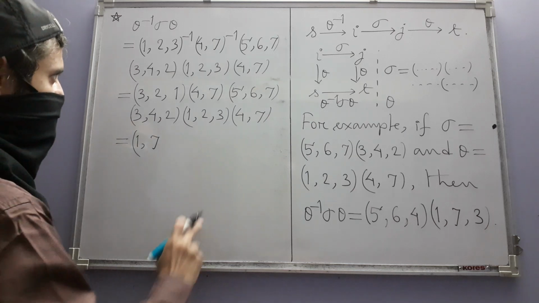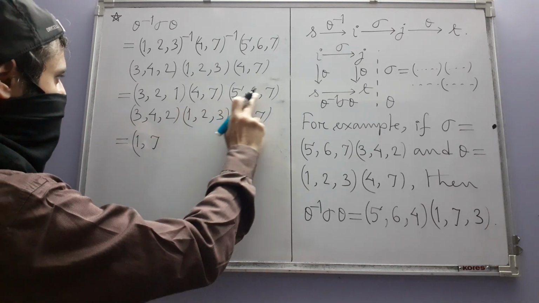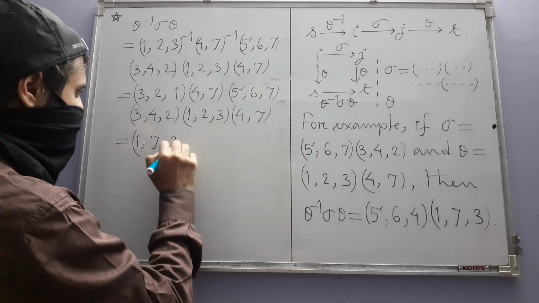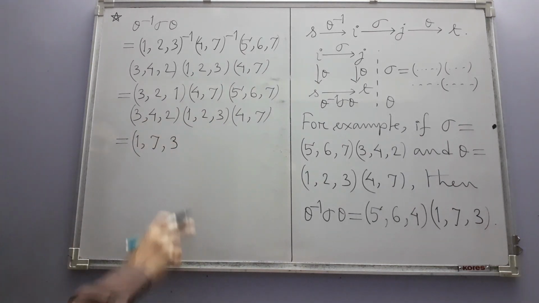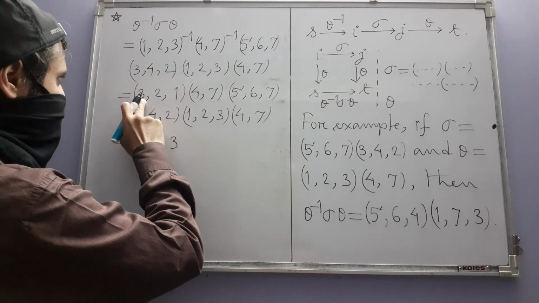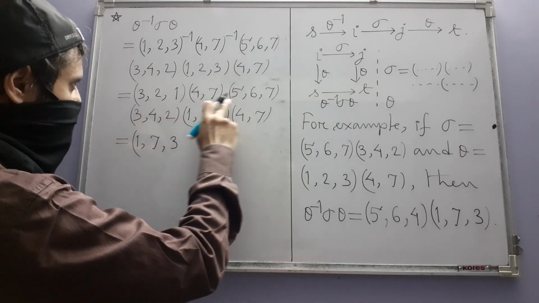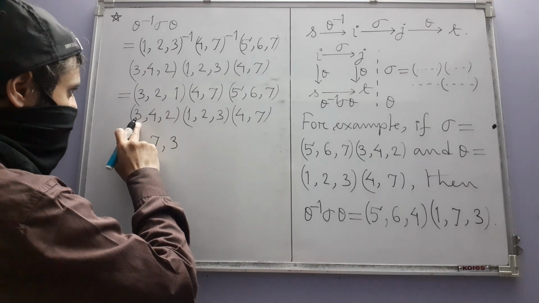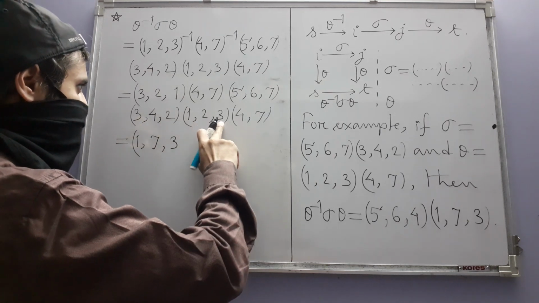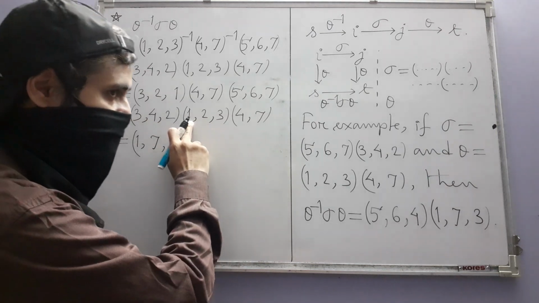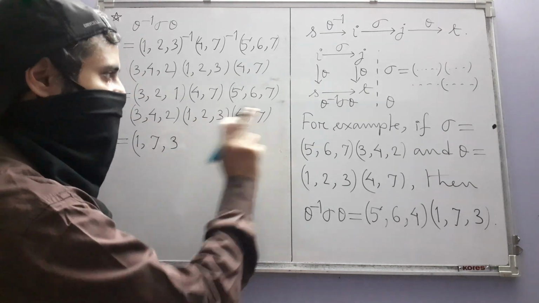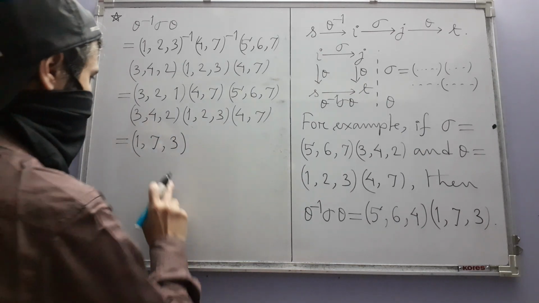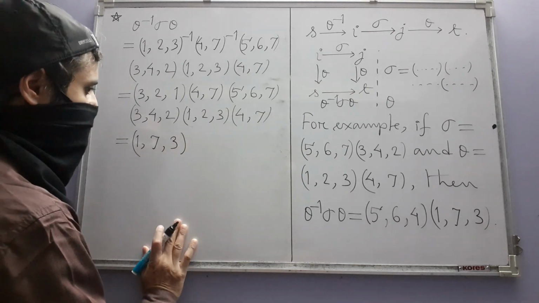Then what happens to 7? 7 to 4, 4 to 2, 2 to 3. So 7 to 3. Then this one takes 3 to 2. Then these two do not change 2. This one takes 2 back to 3. But then again that 3 is sent to 1 by this one, and that one is unchanged by this. So 3 goes back to 1. So we have captured 1, 7 and 3 here.